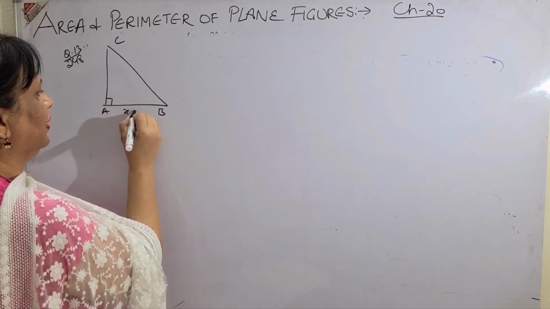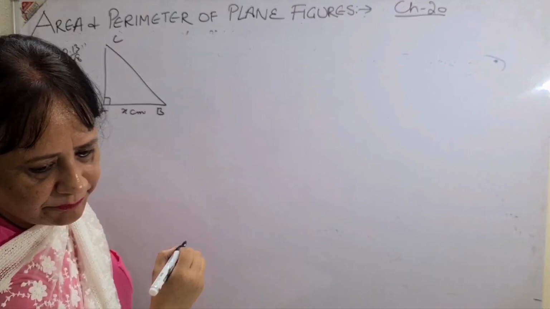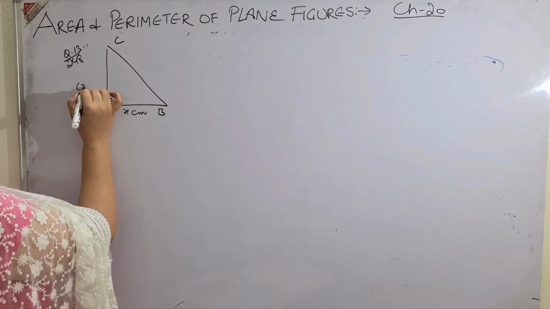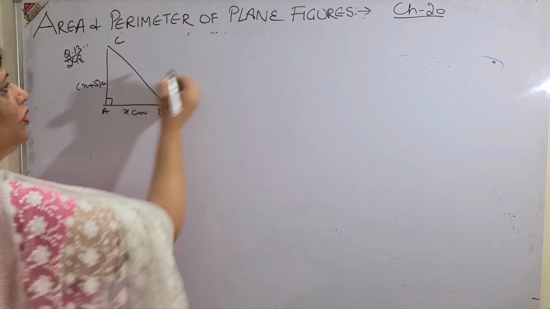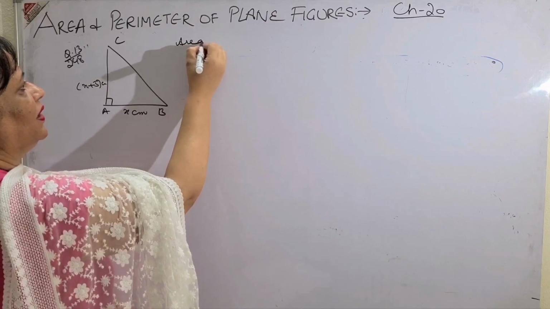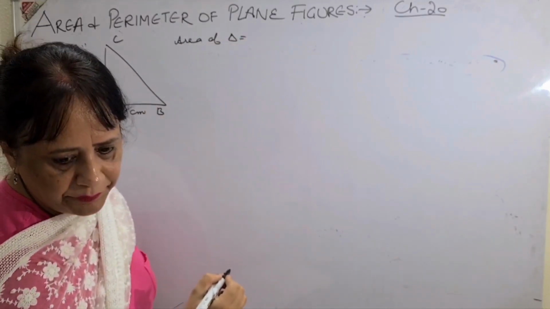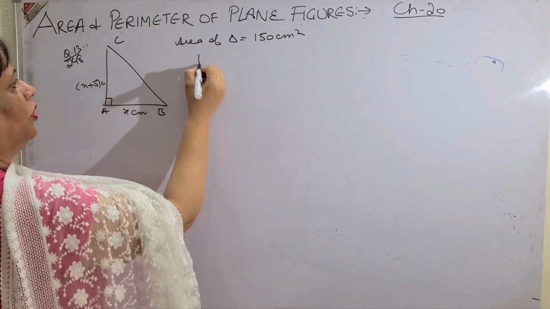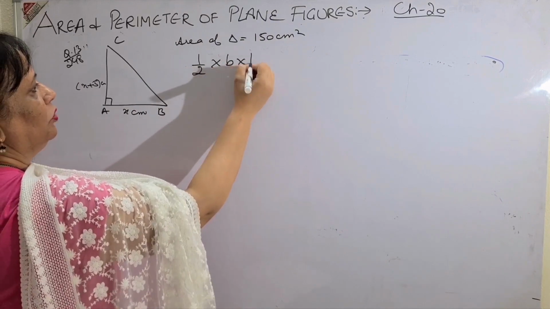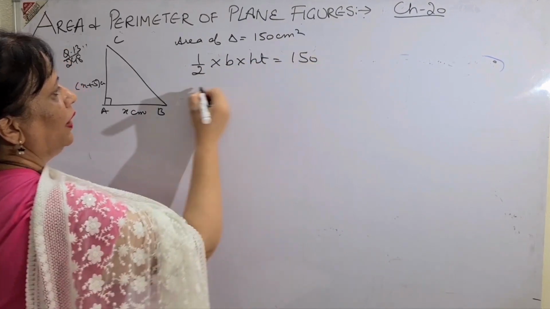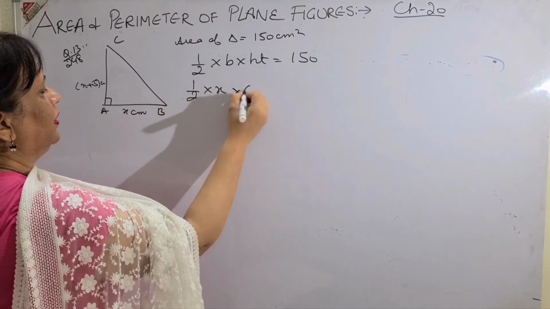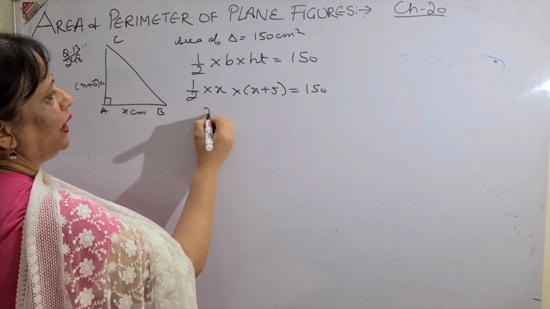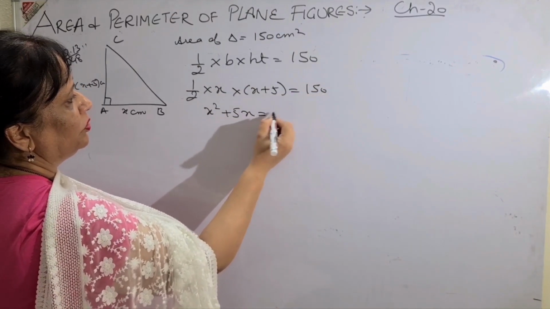AB is x centimeter, I have mentioned in the figure. And of course, he said that AC is x plus 5, the second side, x plus 5 centimeter. And of course, they have given the area of the triangle, if you can read, equal to 150 centimeter square. You know that area of triangle is half into base into height, which is equal to 150. Half into x into (x plus 5) is equal to 150, or x square plus 5x is equal to 300.